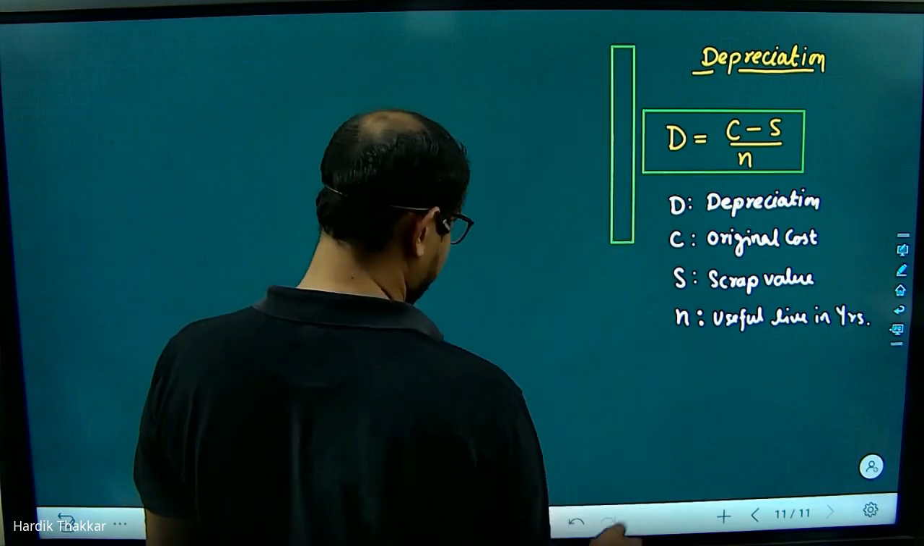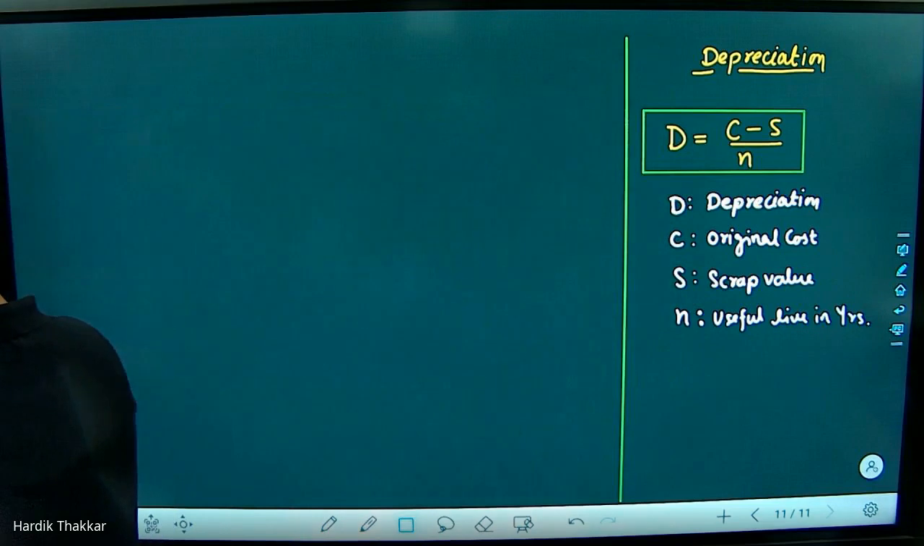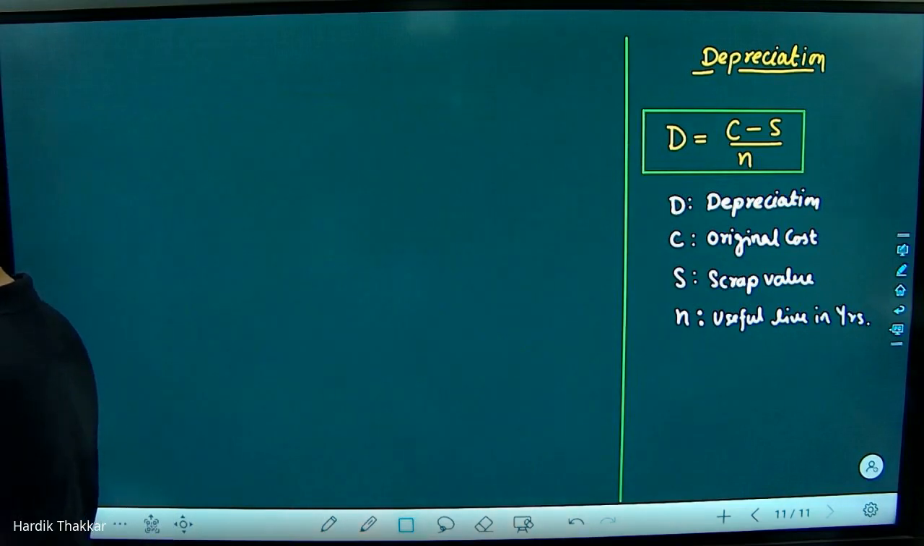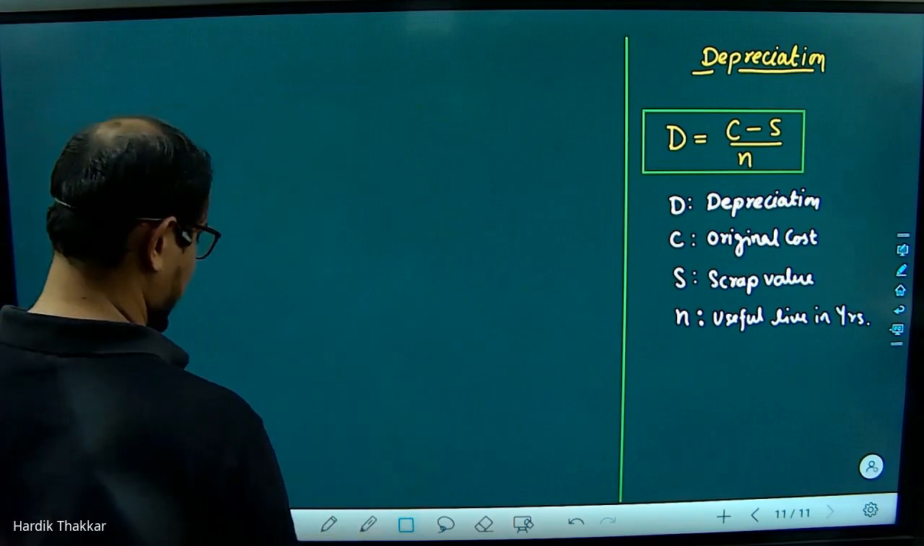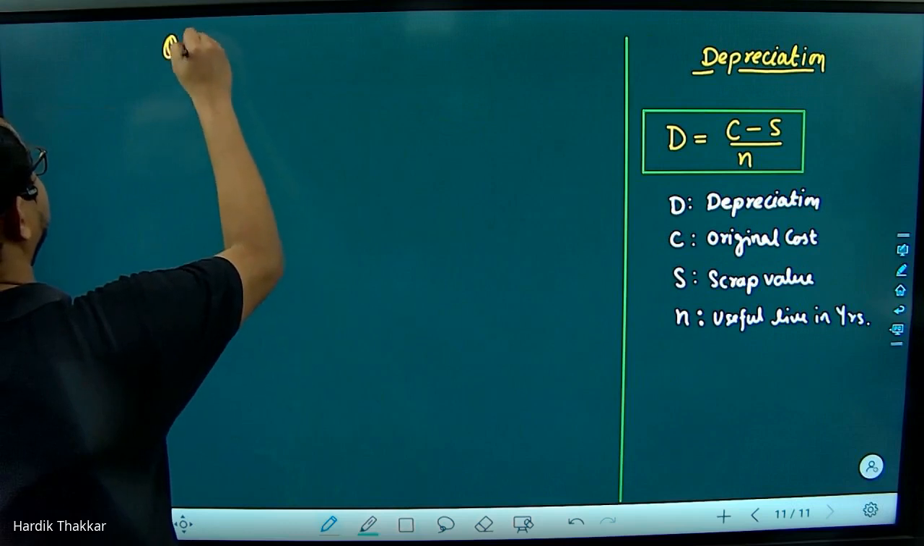अब डेप्रिसिएशन के कैलकुलेशन के अलग अलग मेथड्स हैं. एक्चुअली दिस मेथड इज कॉल्ड linear method. If you check in page number 697, there are different methods for computing depreciation, but only one method, that is linear method, is in your syllabus, and this is what the linear method is. बाकी अप्लाइड मैथ्स के सिलेबस में नहीं है.